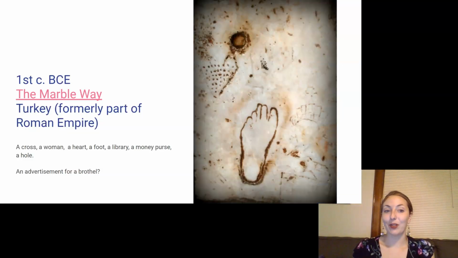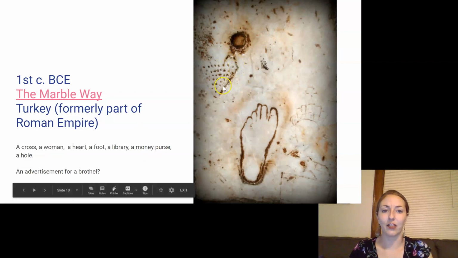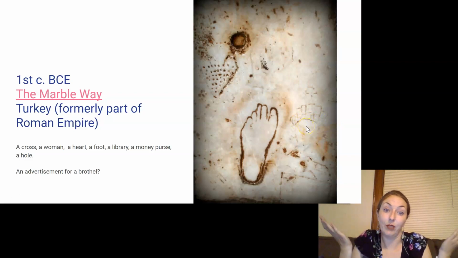So this is an example of what is considered perhaps the oldest known advertisement. It's found on the Marble Way in Turkey, which was formerly part of the Roman Empire. And so this was on a road. And evidently, some current scholars have diagnosed this image to say that it contains a cross, which I can't find, a woman, which I can't find, a heart, which I believe we can find over here, a foot, that's very obvious, a library, maybe this, a money purse, who knows, and a hole. We can find the hole, it's right here.